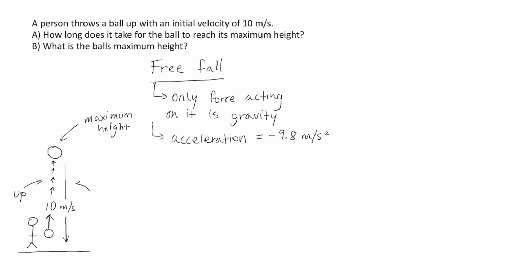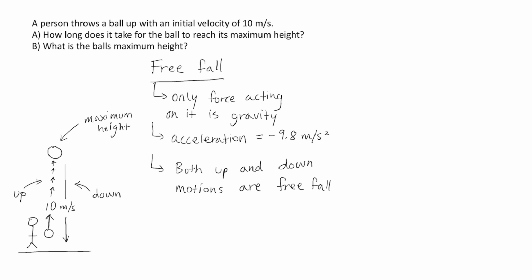Now this ball is moving up and it's moving down. You might be confused why the up part of the motion is free fall. But think about it. When that ball leaves the person's hand, no other forces except for gravity are acting on it. And so that ball is accelerating, it's slowing down due to gravity. And so both the up and the down motions are free fall.